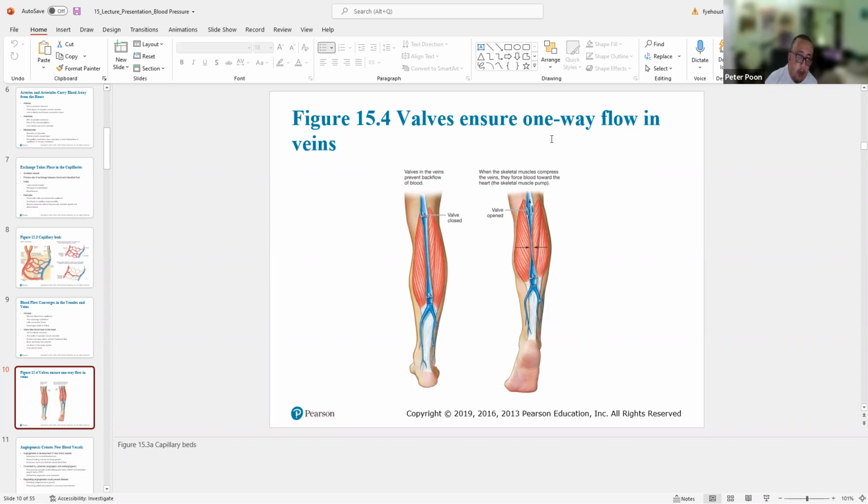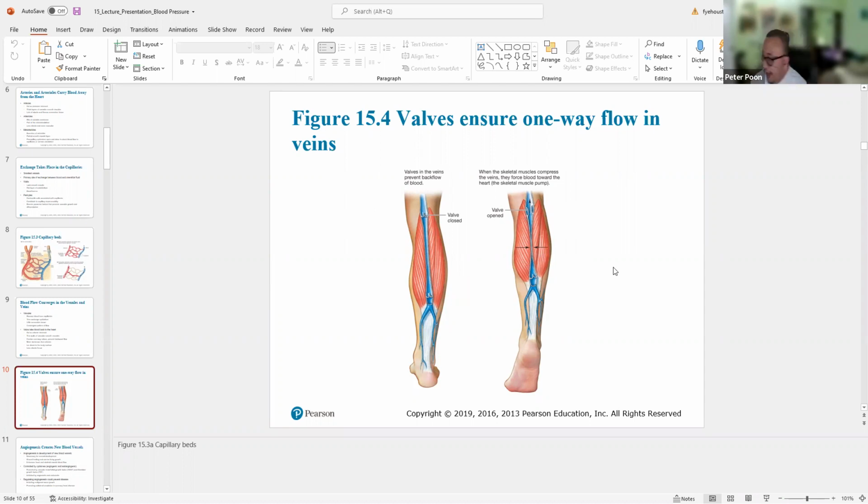And what they do is they have valves, and these valves actually prevent backflow. When you have damage to those valves is when you do get backflow, and then the veins get all distorted and out of whack, and that's where you get spider veins and stuff.